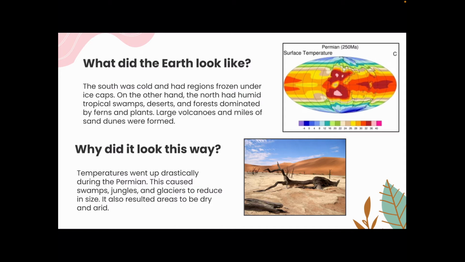Why did it look this way? Temperatures went up drastically during the Permian. This caused swamps, jungles, and glaciers to reduce in size. It also resulted in areas being dry and arid. This climate shift may have been triggered by the assembly of smaller continents to form Pangaea.